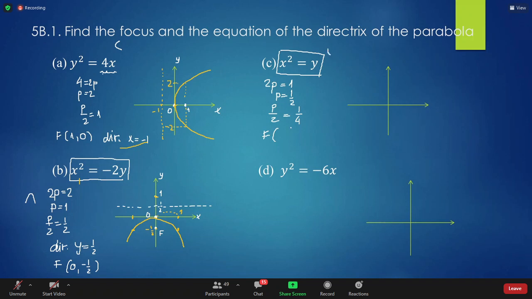The focus will be on the positive y-axis, so it will be (0, 1/4). Okay, if this is 1, then (0, 1/4) is somewhere here. The focus will be somewhere there. And this is the origin, and this is the y-axis, and this is the x-axis. And the directrix is y equals minus 1/4. The number will always be the same in this situation, except that the signs are different. P half is p half. And so the directrix is at the same distance below the axis.